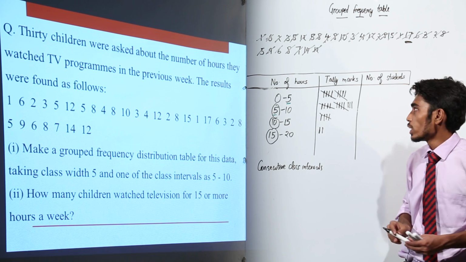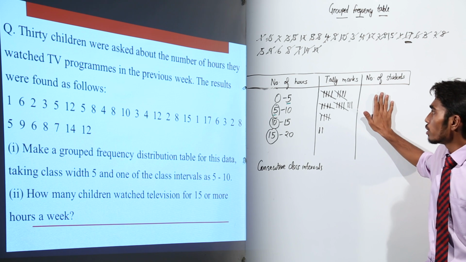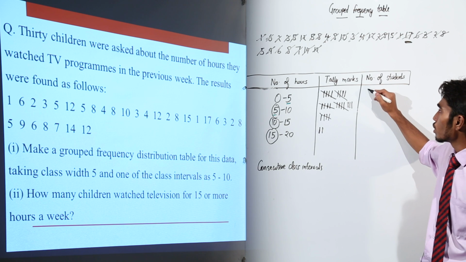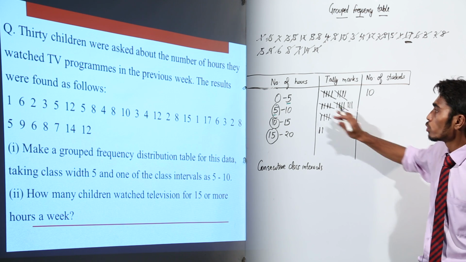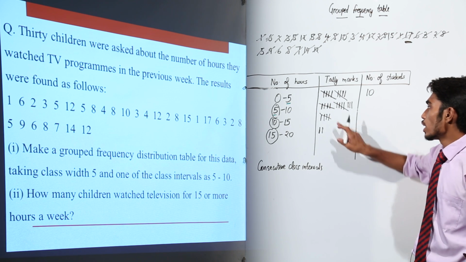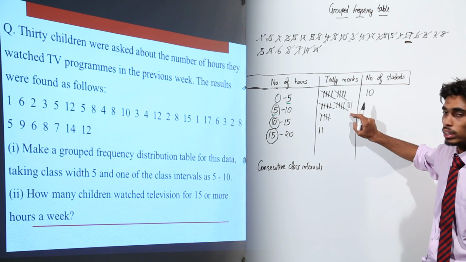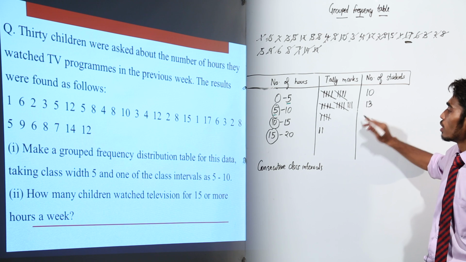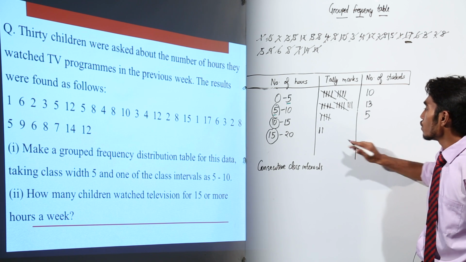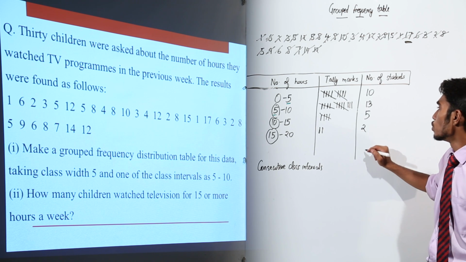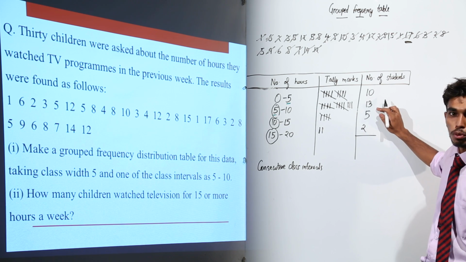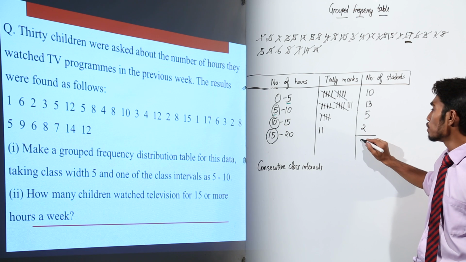So let us verify. Now how many students do we have? Since I have a bundle of 5 here and another bundle of 5, I can say I have a total of 10 students who belong to the first class interval. And here I have 2 bundles of 5 and 3 ones, so it will be 5 into 2, 10, 10 plus 3, 13. Here I have only 1 bundle, so it will be 5. Here I have 2 students, so it will be 2, right? So in total, how many students do I have? 10 plus 13, 23, plus 5, 28, and plus 2, 30.